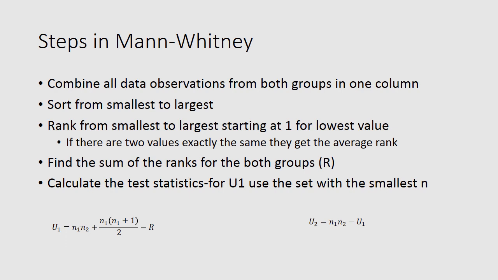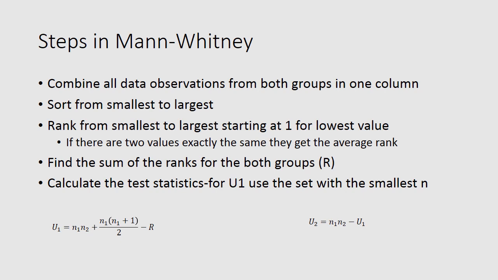Okay, if you get two data values that are exactly the same, and let's say you wanted to rank them both as 3, you give them the average rank. So those both would have 3.5, 3.5. All right, now you find the sum of the ranks for both groups. That's R, so you can see that here, okay? And that's just adding up the ranks for group 1 and group 2.